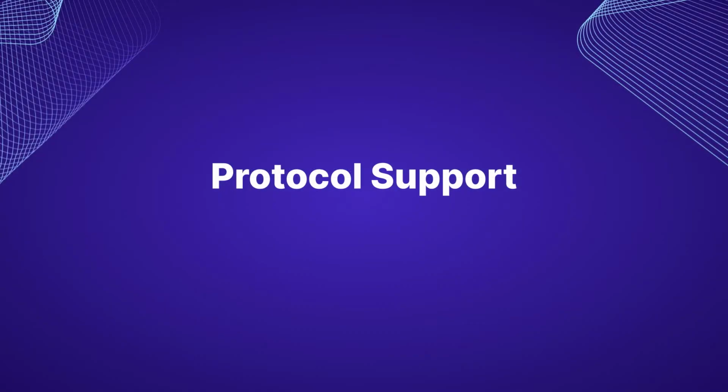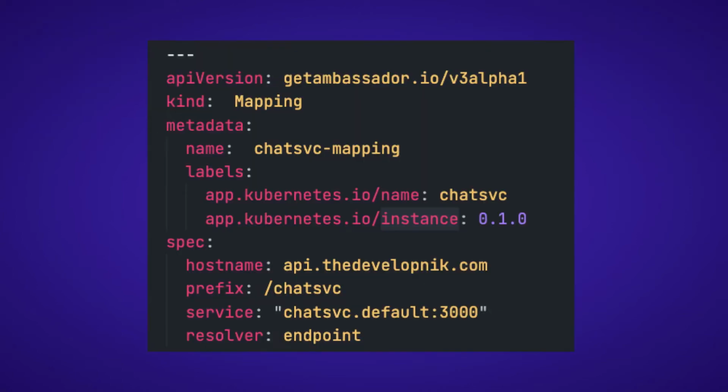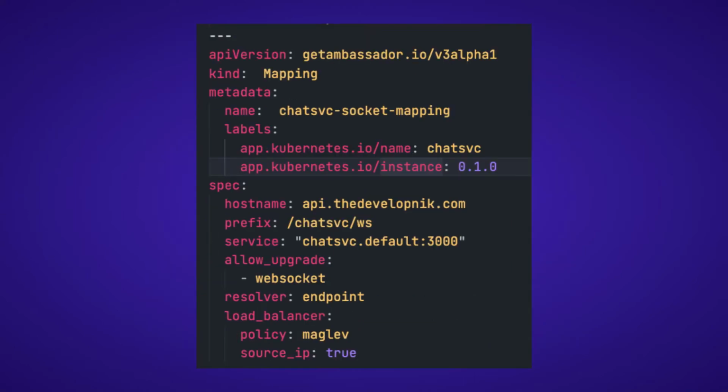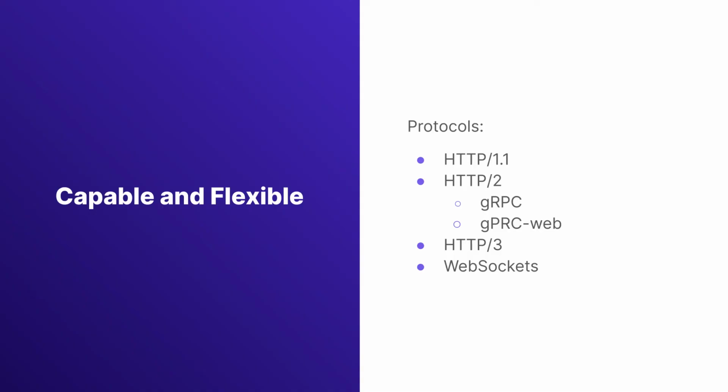My team is also responsible for a new chat service that uses WebSockets, which use long-lived connections. Requests have to go to the same server every time. Here are the mappings for the chat service. One is the main mapping for REST requests, and another allows WebSocket upgrades on the path /ws. That mapping also load balances using the user's IP address to make sure that sessions are sticky and the WebSocket connection doesn't get interrupted. Emissary is capable and flexible.